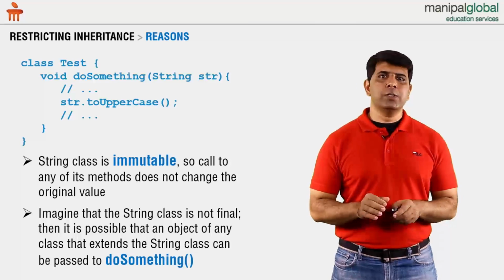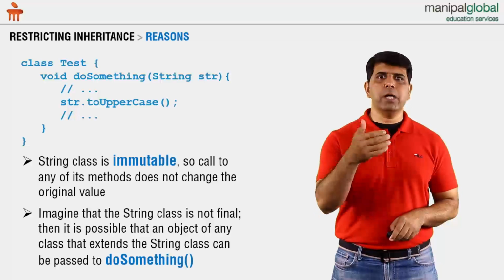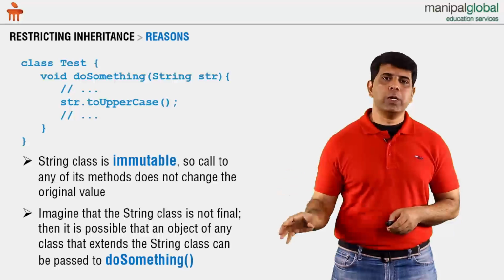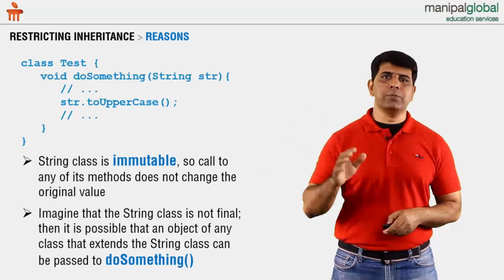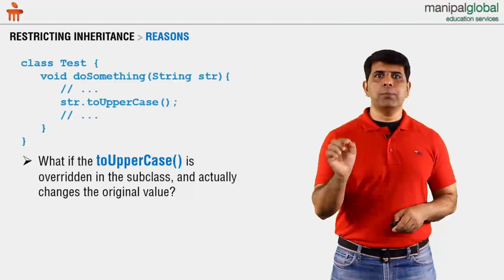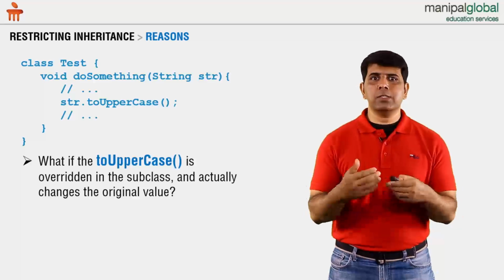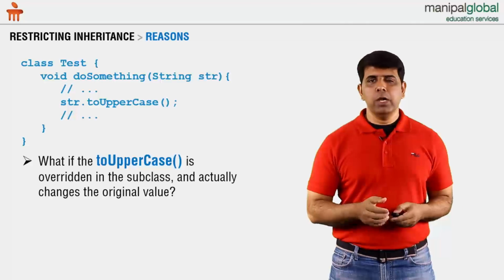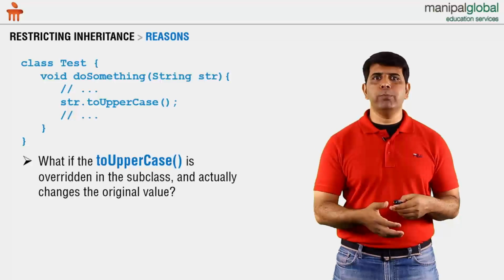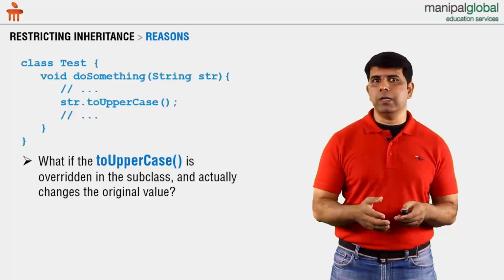But imagine that the string class is not final. Just hypothetically, let's assume. Now, because of this, string str is a reference to any object of the string class or any object that inherits from the string class. Now, this becomes challenging. What if the method toUpperCase in the object is overridden such that it's going to change the original value? Which means you cannot now treat the argument as immutable. You have to question that before you call any function. So, calling toUpperCase would probably go and make the original value uppercase.